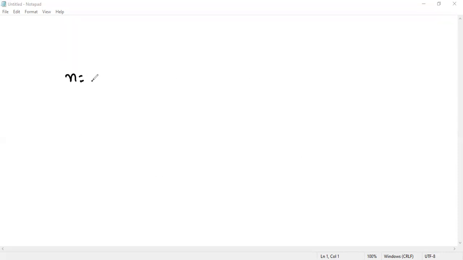So let's write it down here. The number of moles is equal to the mass of KBr upon the molecular mass of KBr. The mass for KBr was 10.5 grams, and the molecular mass I just told you is 119. If you put it in the calculator, you will get 0.088.